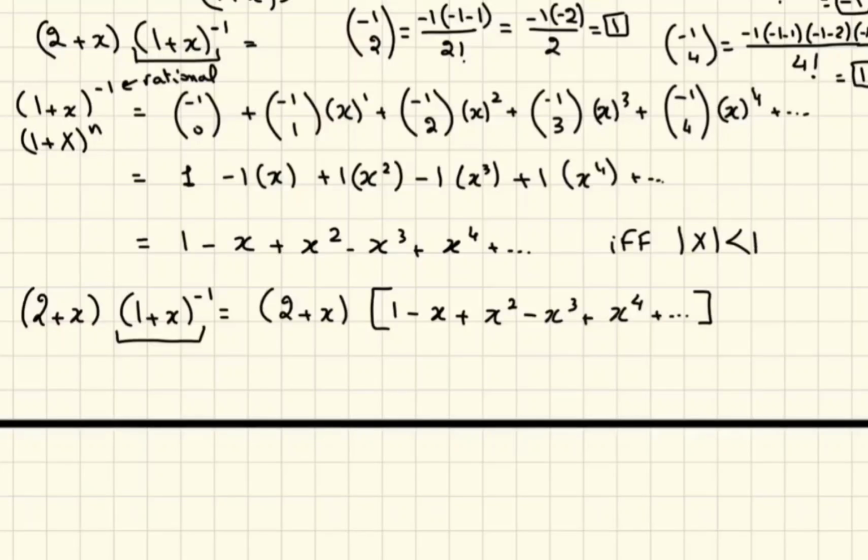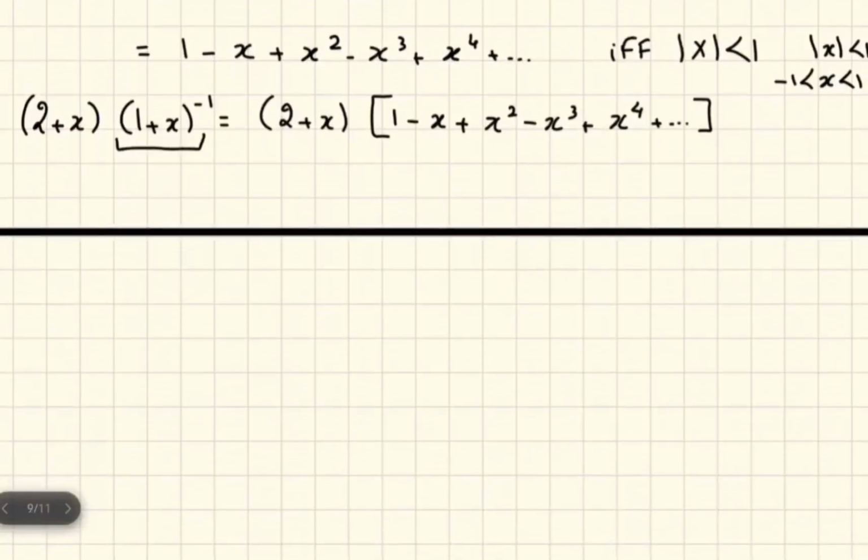Now, for sure it works only if the absolute value of x is smaller than 1. And in this case, absolute value of x smaller than 1 means x is between 1 and negative 1. So this expansion works if we have the following. Now, we continue. I have to distribute the 2.